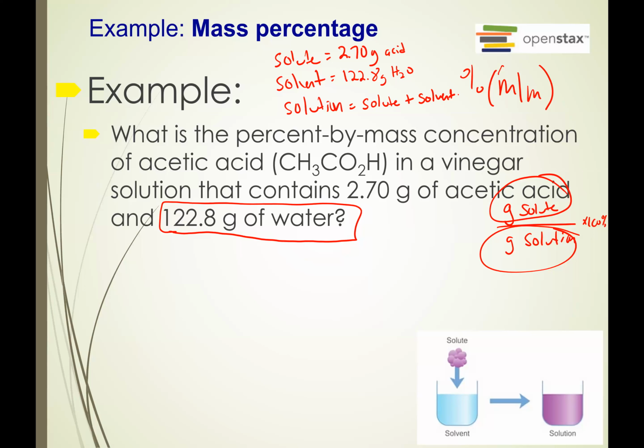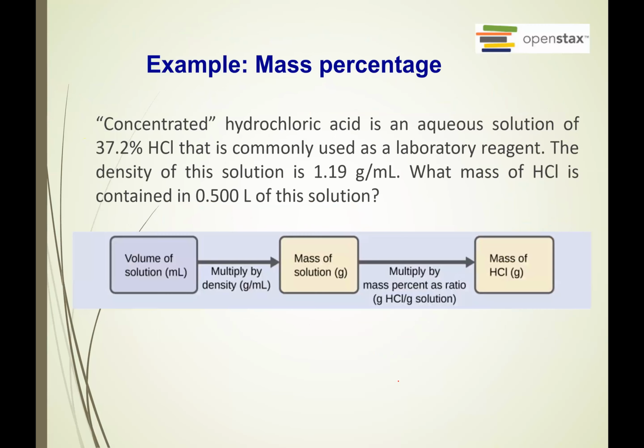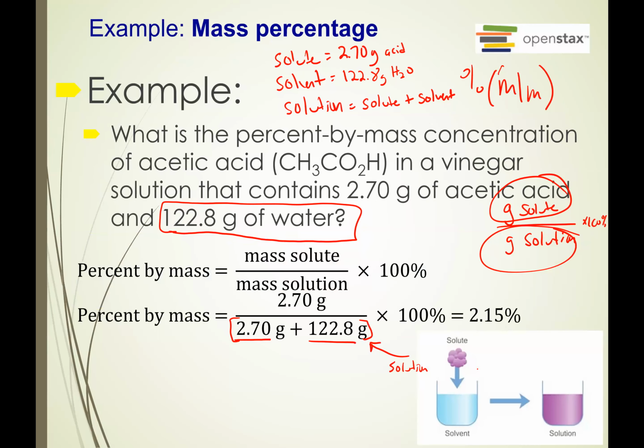So if you've ever heard water called the universal solvent, the reason is because almost everything that we do dissolves in water. So whenever you see water, that's your solvent, not your solution. So when we do this, we take our mass of our solute over our mass of our solution, and here we added our solute plus our solvent. This whole thing is our solution. So be very careful of that, right?